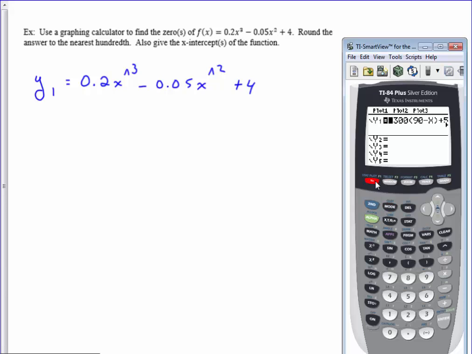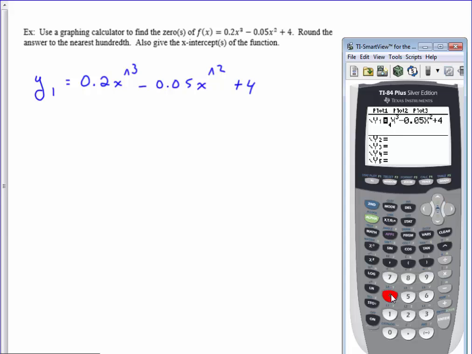I'm going to go to y equals. In my particular calculator, you can see that I already have a function entered in, so I need to first clear that out. Then I will enter in 0.2 x raised to the third power. My calculator boots me up to the exponent when I use the caret key here. So I'm going to have to use my right arrow to get out of the exponent, minus 0.05 x raised to the second, right arrow, and then plus 4.